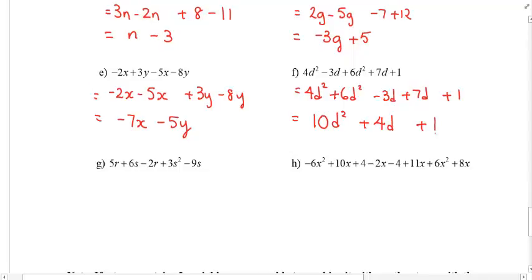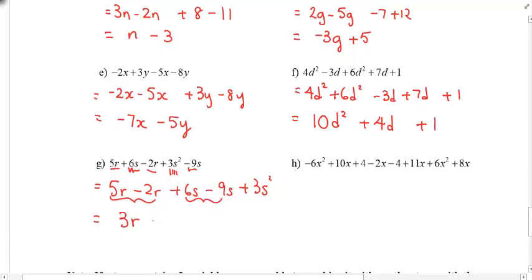Alright, let's look at G. I see an R and an S, and then an S squared. So R's are alike, so 5R minus 2R. S's are alike, so plus 6S minus 9S. And then finally, I got this plus 3S squared. And so now combining 5R minus 2R, that's 3R, 6S minus 9S, minus 3S, and then last but not least, I got 3S squared.